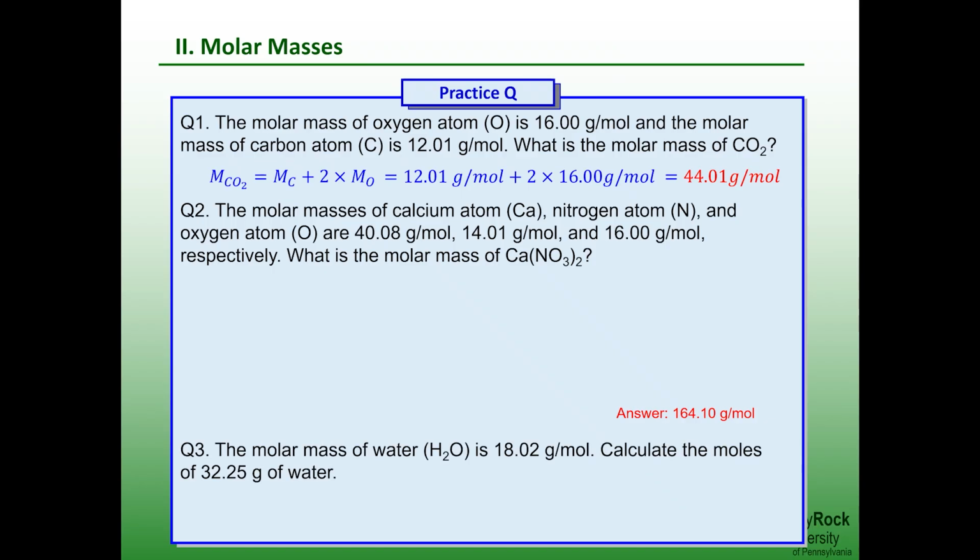The molar mass of water is 18.02 grams per mole. Calculate the moles of 32.25 grams of water. In this problem, the molar mass of water will be used as a conversion factor. Mole is denoted by lowercase n. We start with what we are given, 32.25 grams of water. Multiply it by the correct form of conversion factor that converts grams to moles. Now, the answer is 1.790 moles of water.